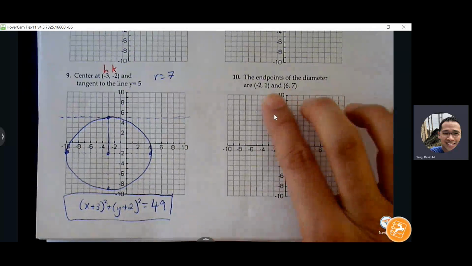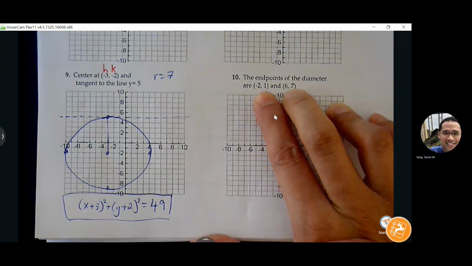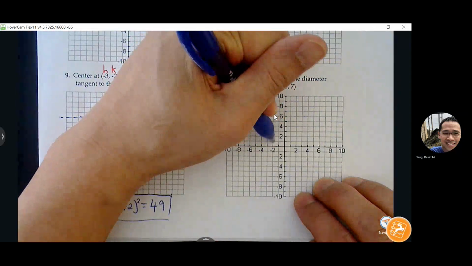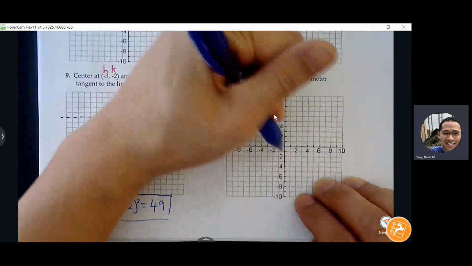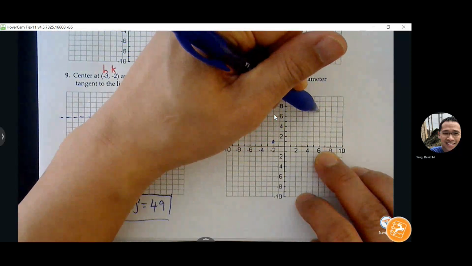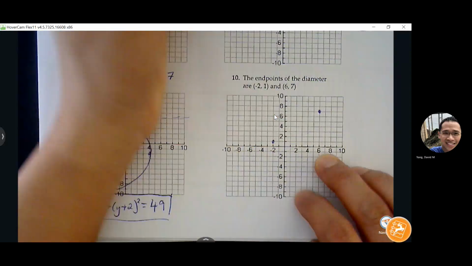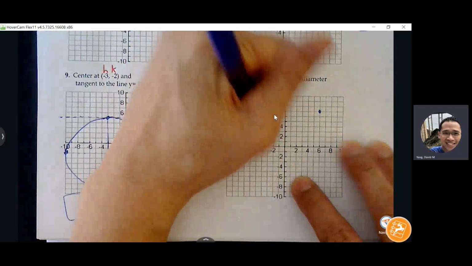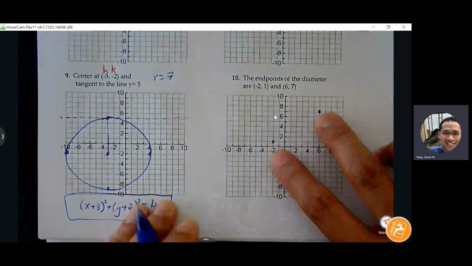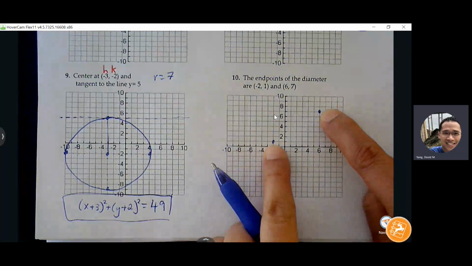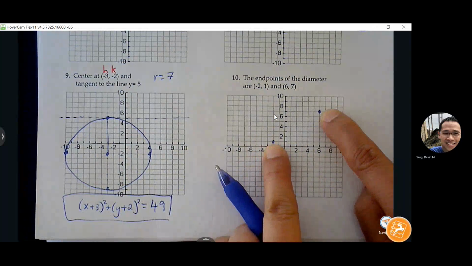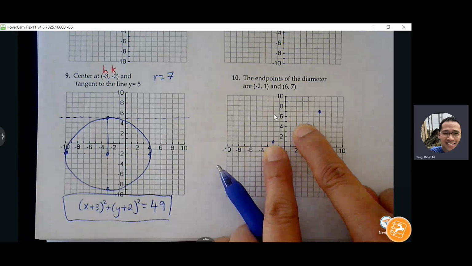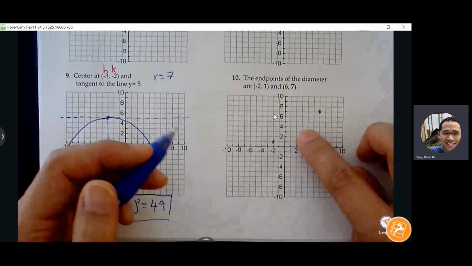Okay, number 10. The endpoints of the diameter are negative 2, 1, and 6, 7. So these are going to be the endpoints of the diameter. So the circle will look something like this, but I know that what can I use these to help me find? The midpoint. Yep, the midpoint will be my what of the circle? Center. Yep.